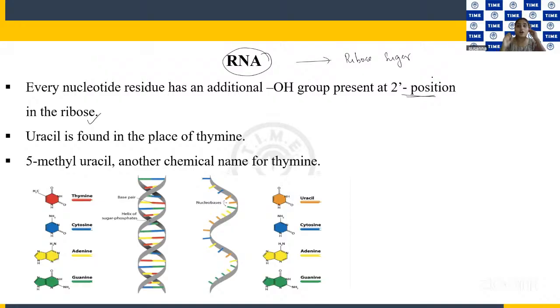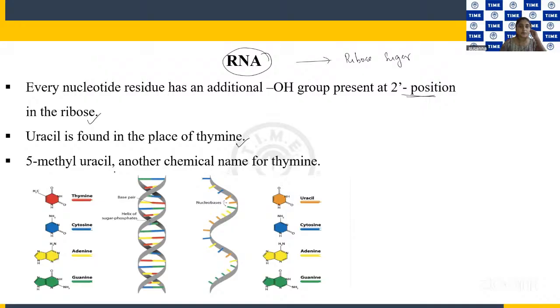That's why we call them deoxyribonucleotides. The O group will be lost. You can only find hydrogen in that specific area, right? Then the second difference is uracil is found in place of thymine. So in RNA we can find uracil, not thymine.